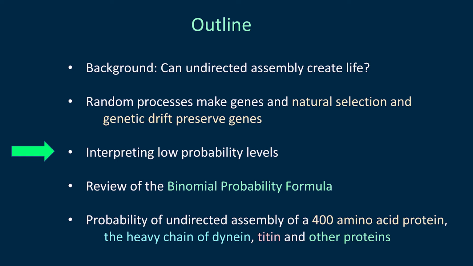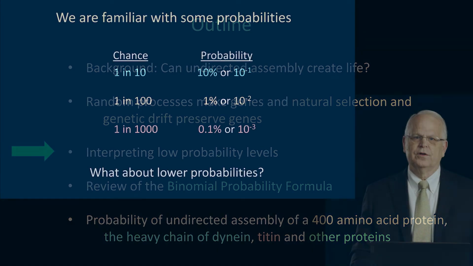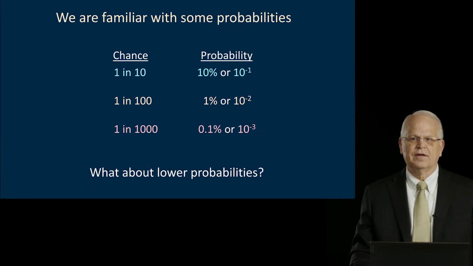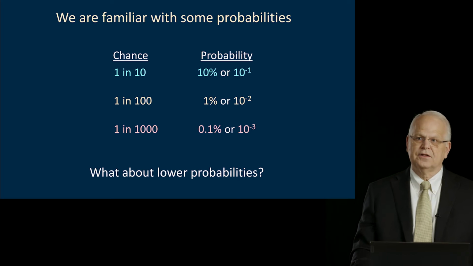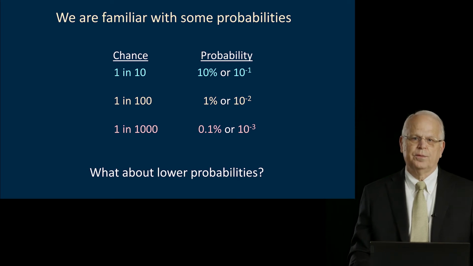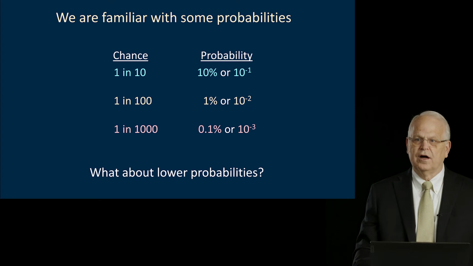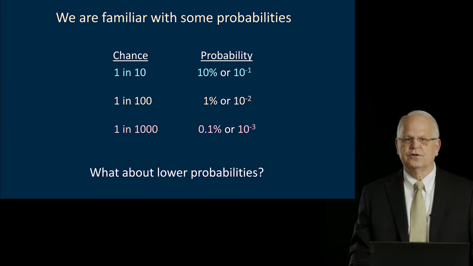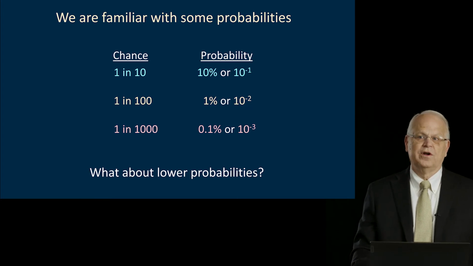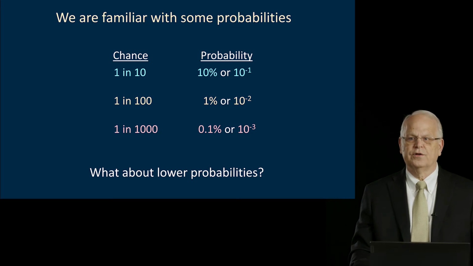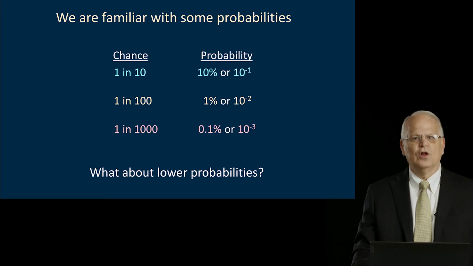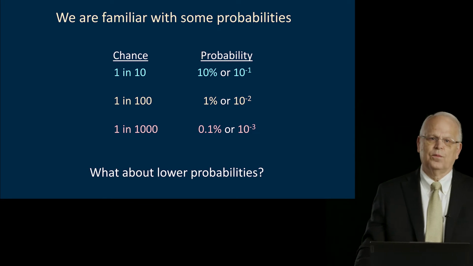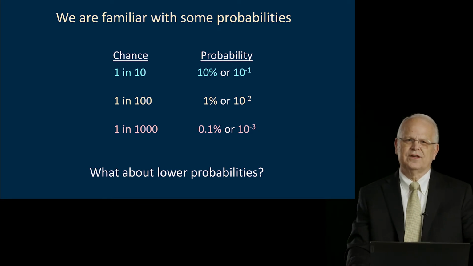So the third section of our outline is interpreting low probability levels. We're familiar with some probabilities readily because of our experiences in life. We know what a 1 in 10 chance is. That's a probability of 10% or 10 to the minus 1. We're familiar with 1 in 100 is 1% or 10 to the minus 2. And we have some experiences with 1 in 1,000 or 0.1% or 10 to the minus 3. But what about lower probabilities? And we're going to be talking about low probabilities here. So it's useful to get some sort of connection to what low probabilities mean.